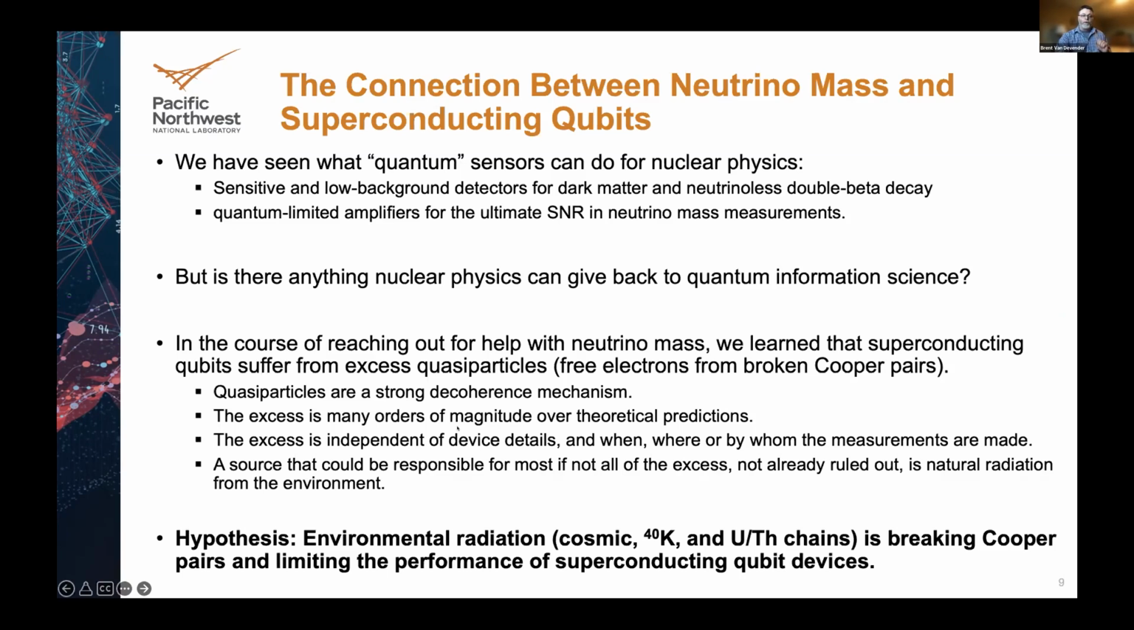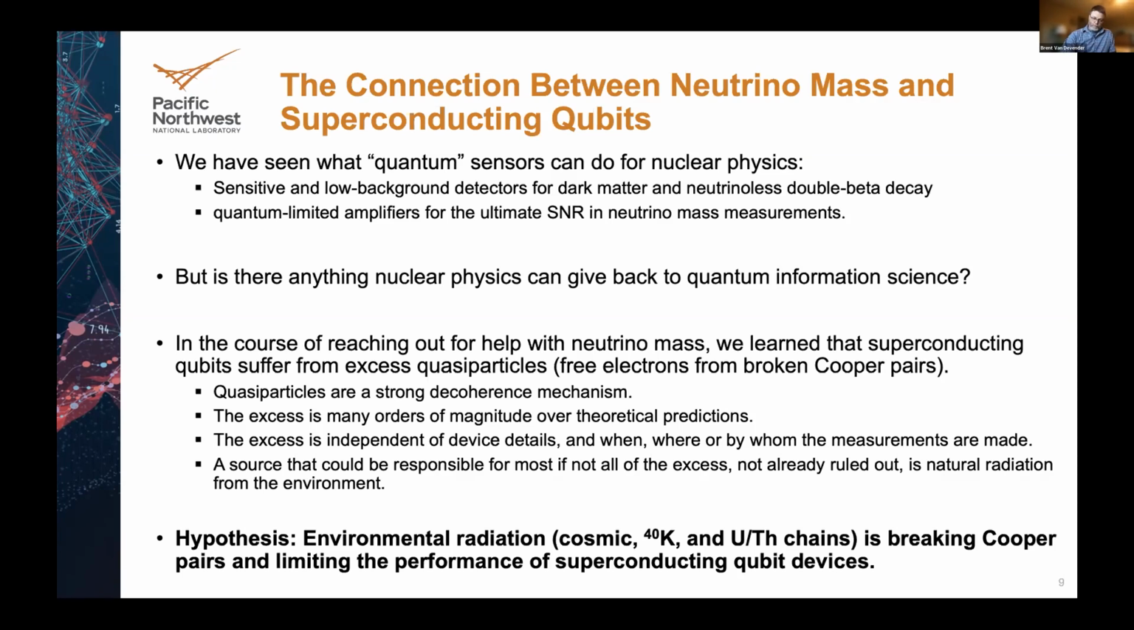So quasi-particles are a really strong decoherence mechanism. They can cause your qubits to lose the state you prepared them in. There are far too many of them, orders of magnitude over theoretical expectations, and everybody sees it. It's independent really of the device details, when, where, and who does the experiments. It appears to be just a universal property of superconductors.